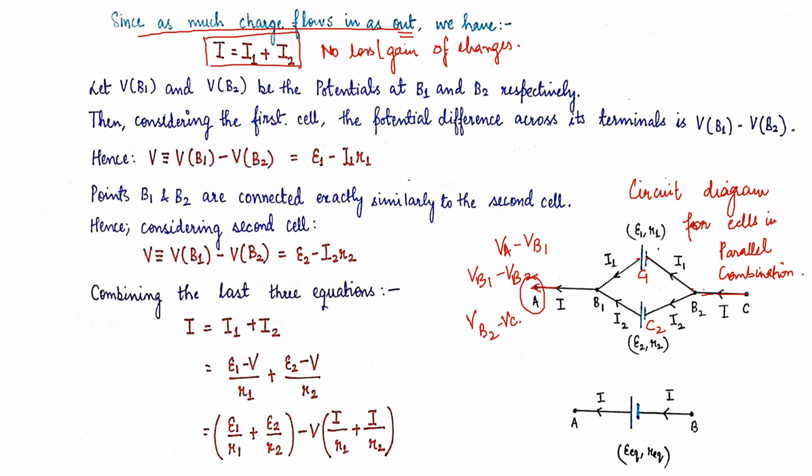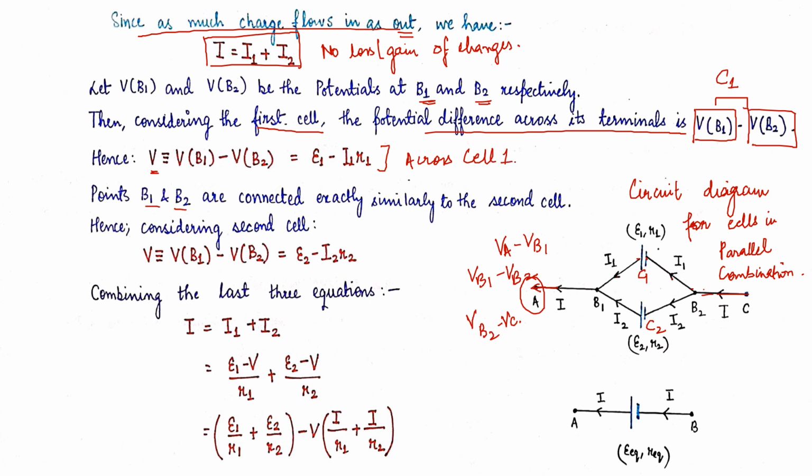Now let the potentials at B1 and B2 be VB1 and VB2 respectively. Then considering the first cell, the potential difference across its terminal is VB1 minus VB2. We are considering cell number 1. Hence V is equivalent to VB1 minus VB2, which is epsilon 1 minus I1 R1, across cell number 1.